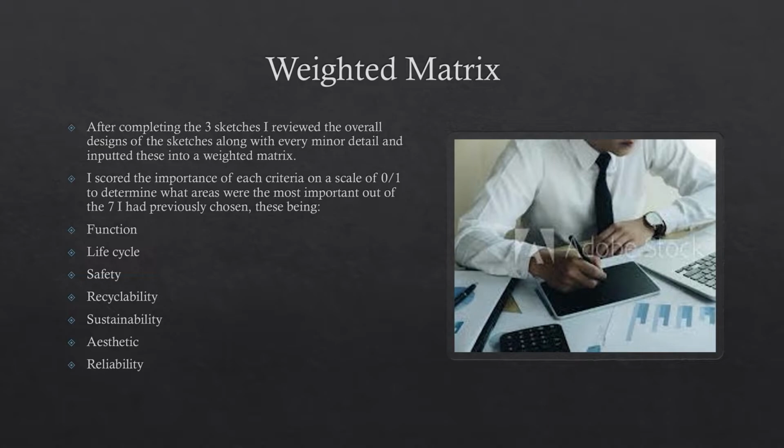The weighted matrix. After completing the 3 sketches, I reviewed the overall designs of the sketches along with every minor detail and inputted these into a weighted matrix. I scored the importance of each criteria on a scale of 0 to 1 to determine what areas were the most important out of the 7 I had previously chosen. These being function, life cycle, safety, recyclability, sustainability, aesthetic, and reliability.